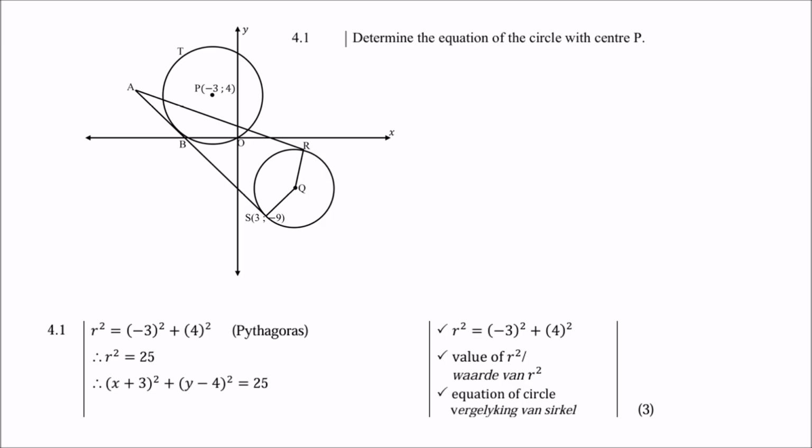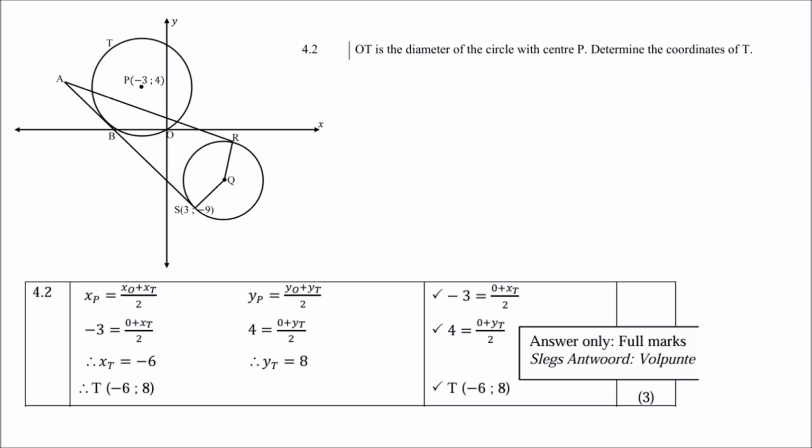In 4.2, OT is the diameter of the circle with center P. Determine the coordinates of T. Now, if OT is the diameter, it means it will go through point P. And that means then that point P is the midpoint of OT. So we're going to use the midpoint formula to find the coordinates of T.